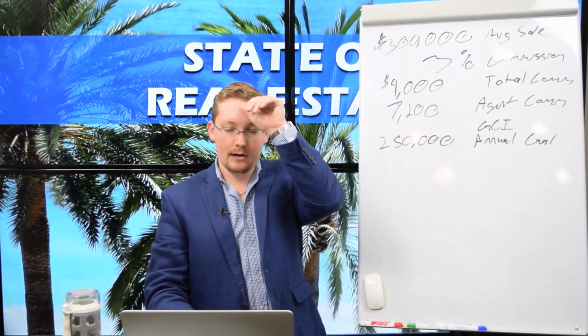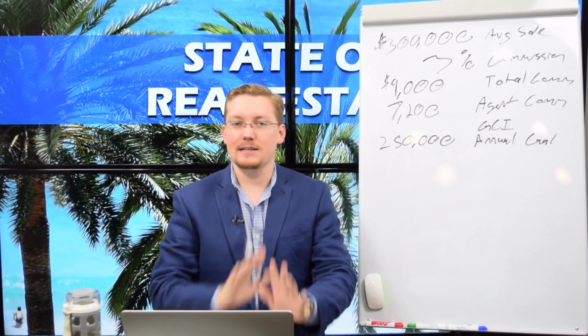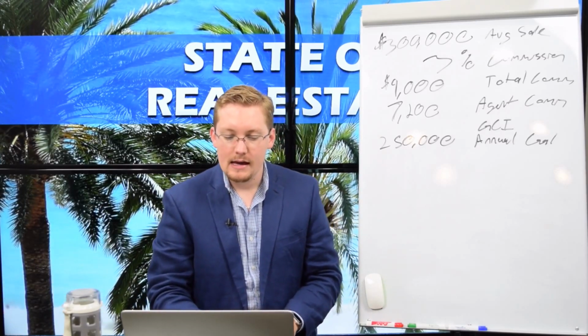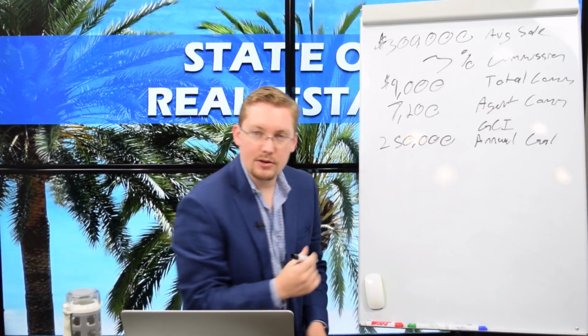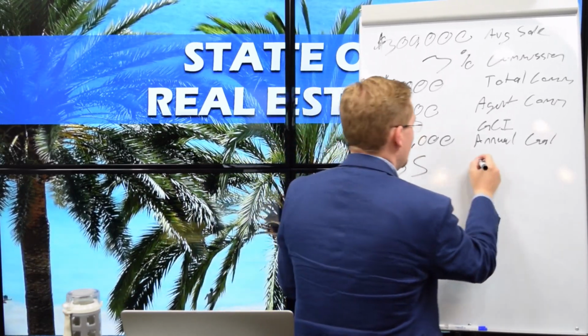So if 60% of our contracts end up going to closing, and this is where this calculator is nice because it's doing all of this math for you, it says that we're going to need 34.72 closings. So we'll just round this up to 35 closings.